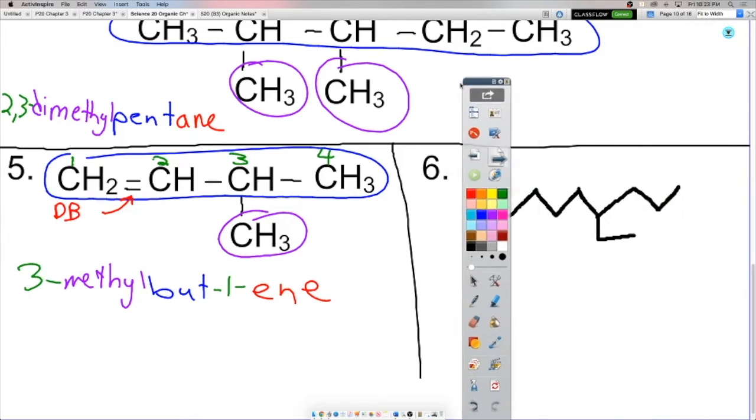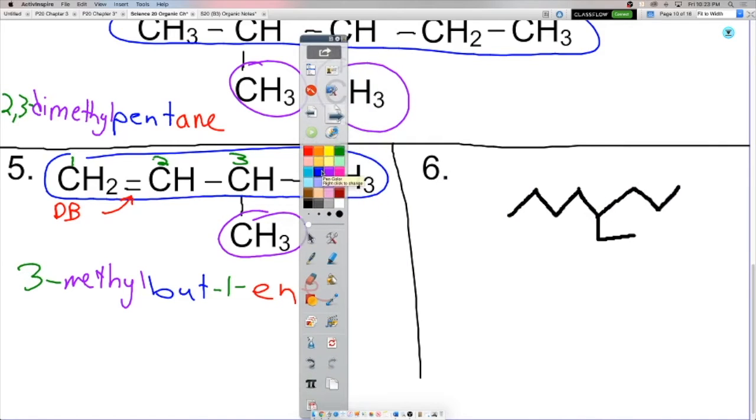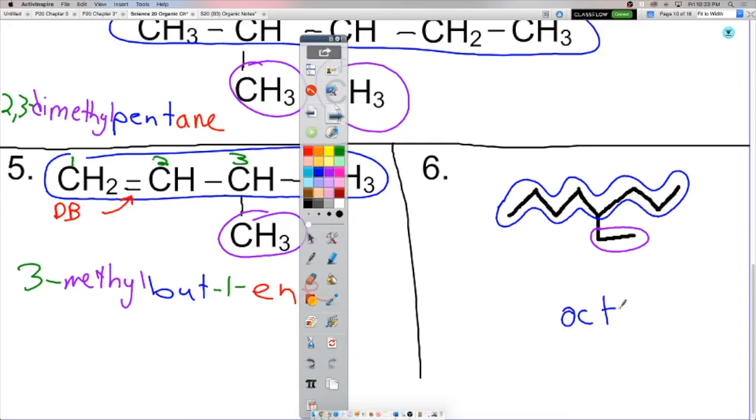That's catchy. Okay, here's a line diagram with a branch. So we could say 1, 2, 3, 4, 5, 6, 7, or 1, 2, 3, 4, 5, 6, 7, 8. Okay, so that is the parent chain. It's longer. So there's our parent chain, which means this is just a branch. Okay, so 8 carbons in our parent chain. That makes this oct, right?